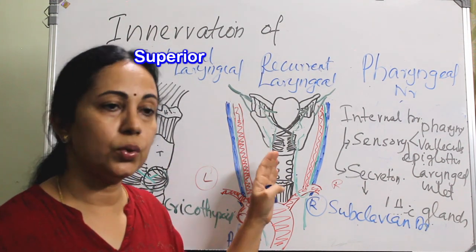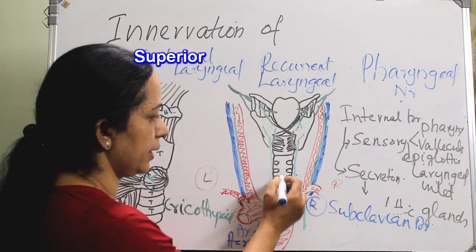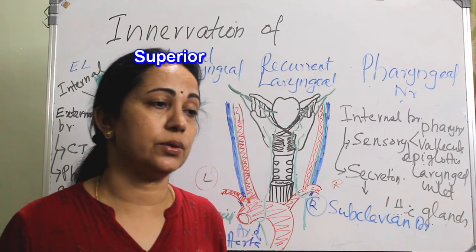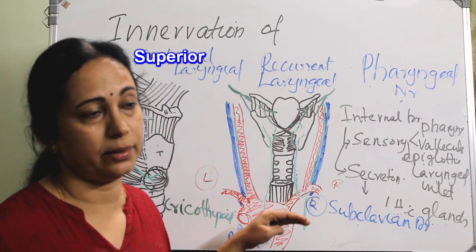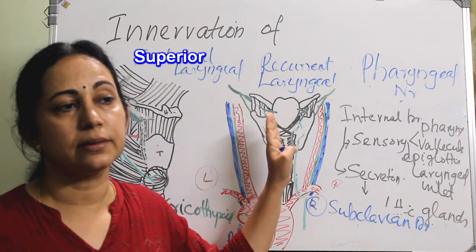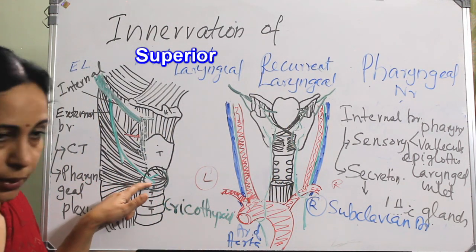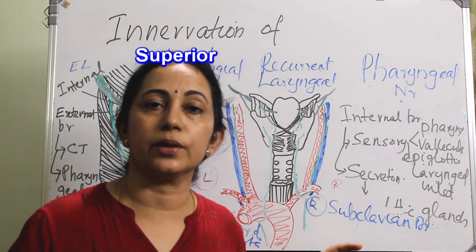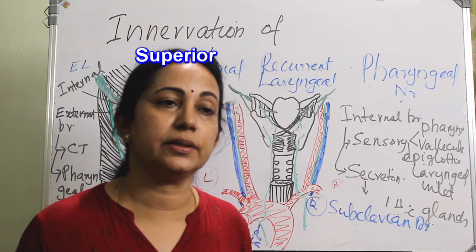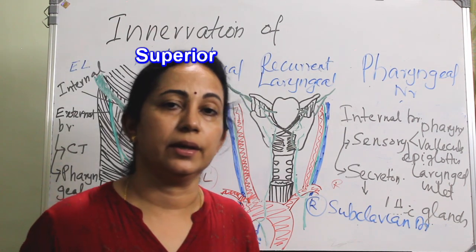After looping around, the course in the neck is similar on both sides. So it ascends in the tracheoesophageal groove, between trachea and esophagus, or parallel to the groove, accompanied by the inferior thyroid artery. Here there is the superior thyroid artery, here comes the inferior thyroid artery, and it enters the larynx posteriorly at the level of the cricothyroid articulation. At that level, it can be anterior to the inferior thyroid artery or posterior to it, or it can go between the branches of the inferior thyroid artery also.